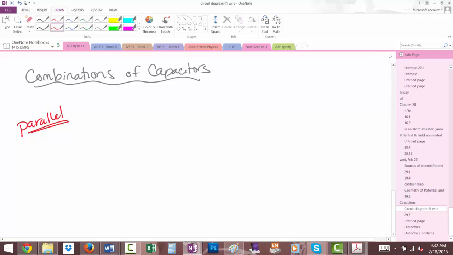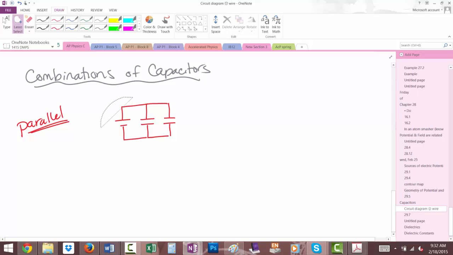So a circuit that has two capacitors in parallel will have them branched off like this and both attached to some potential difference. They look very similar, right? You really want to make sure that your potential difference has noticeably different lengths for the two lines so that you know that that's your battery and these guys are your capacitors.